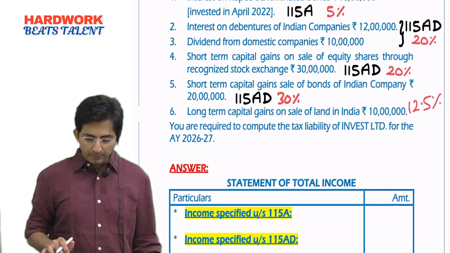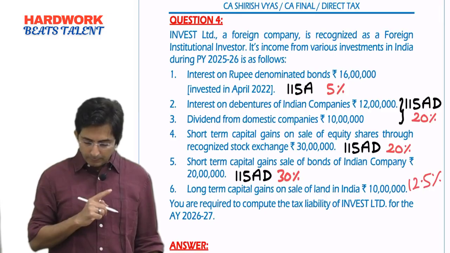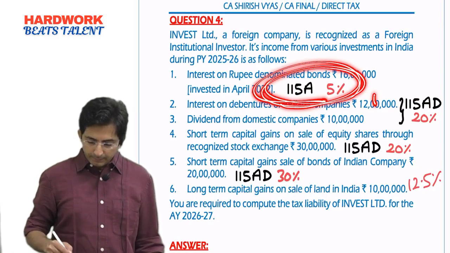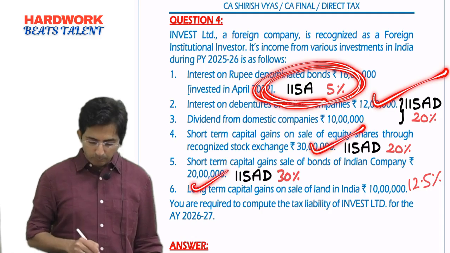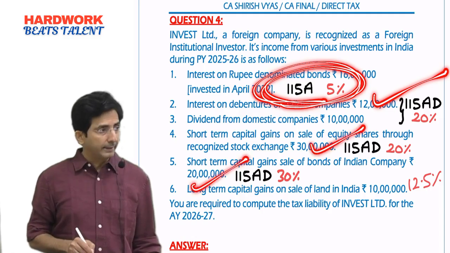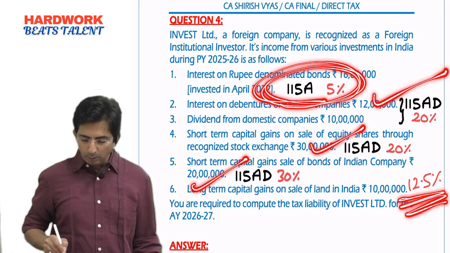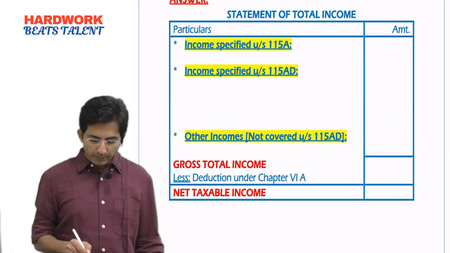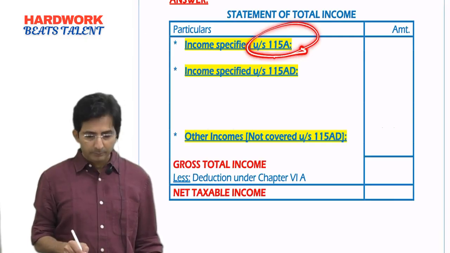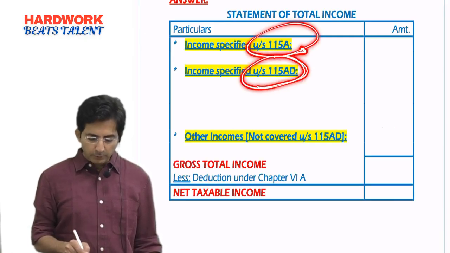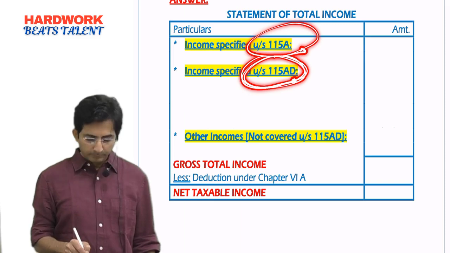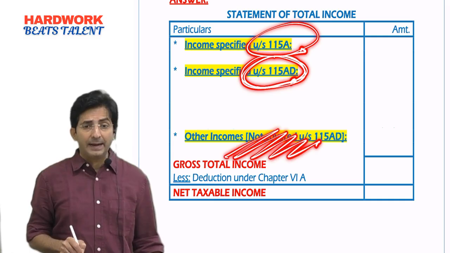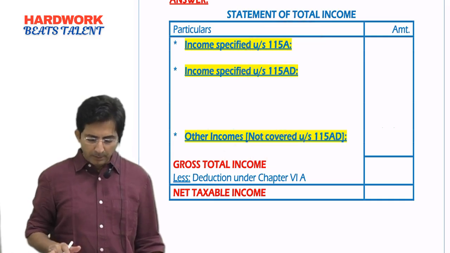So see here what I have done. In the question, if you see, there was one special income of 115A, then these points were 115AD, and then there was general long-term capital gain. So see how I have classified. One income of 115A. Okay. Then a few incomes were there from 115AD. And there was some general other income, that long-term gain from land. Okay. So tell me one by one what will come.